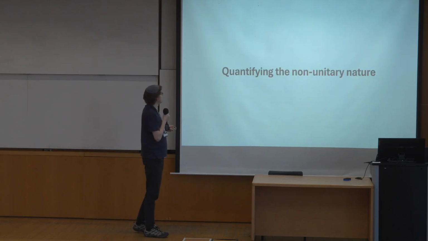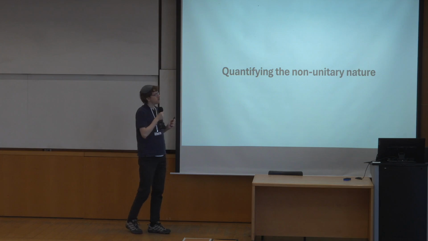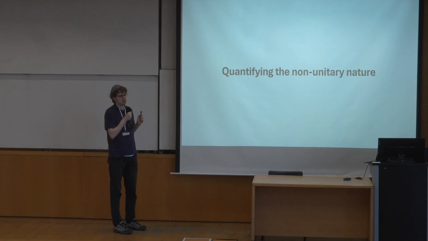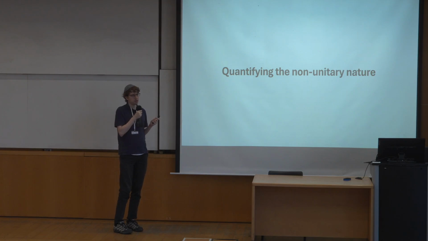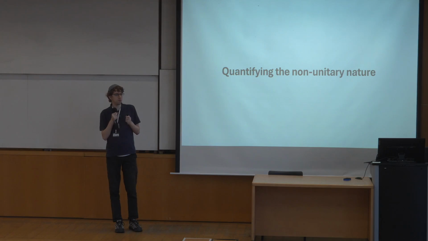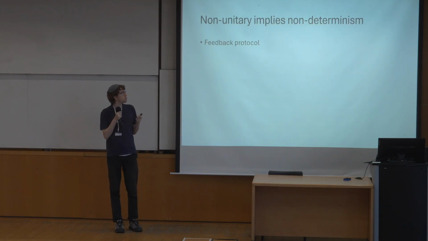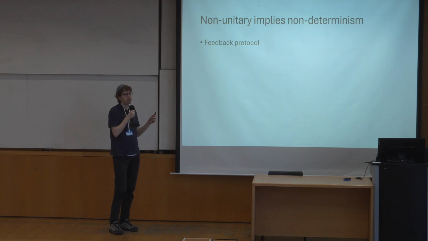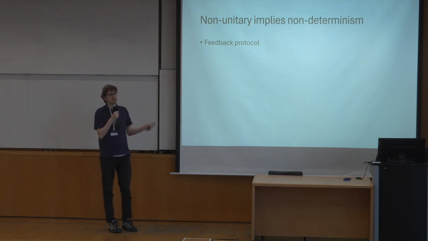Okay, how do we quantify this non-unitary nature? The problem, as I said, is that you have some kind of non-unitary matrix if you get M0, but you have another matrix if you get the other measurement outcome. So can we avoid this post-selection? This is the problem. The answer is probably not. We didn't achieve this, but we can increase the probability of success.